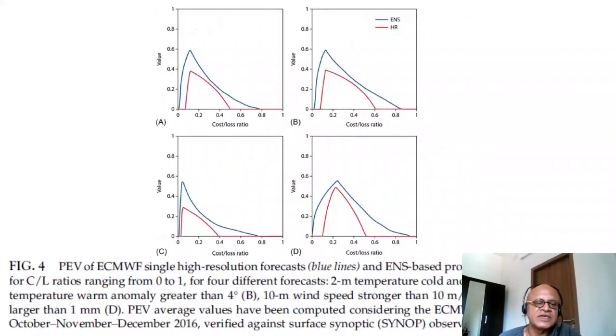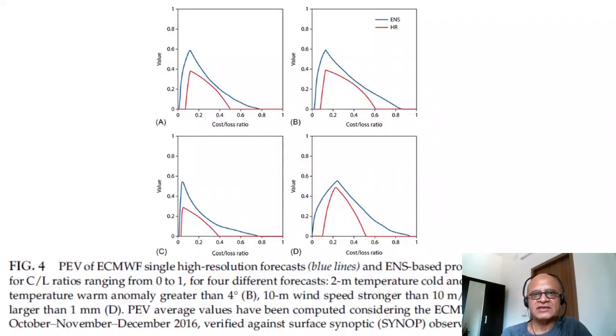Okay, so the other one is to look at cost benefit, cost loss ratios to estimate potential economic value of the forecast. Here you take an event and the users determine the loss they would face if the event occurred and the cost they are willing to incur to protect against this event based on the forecast.